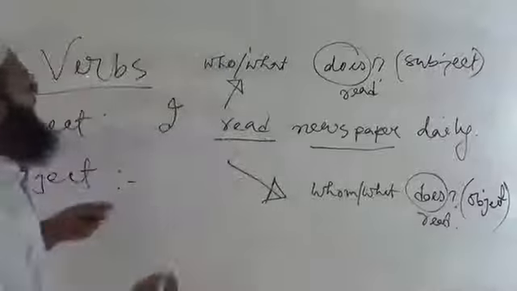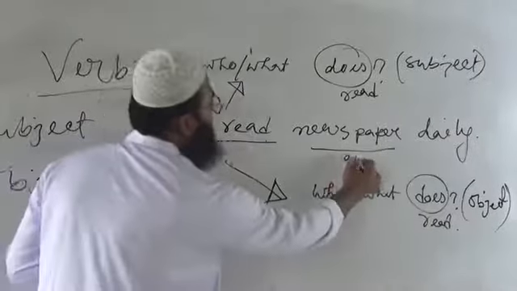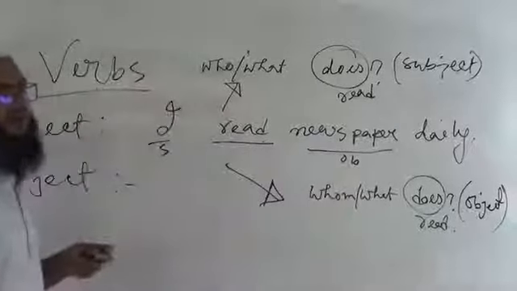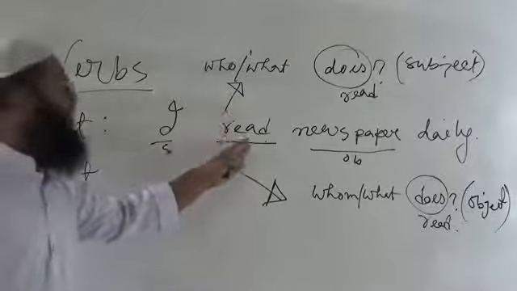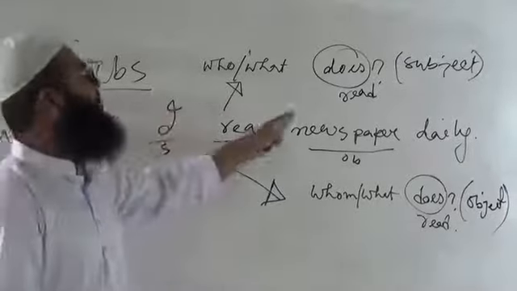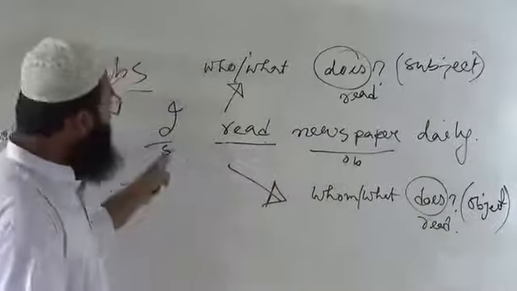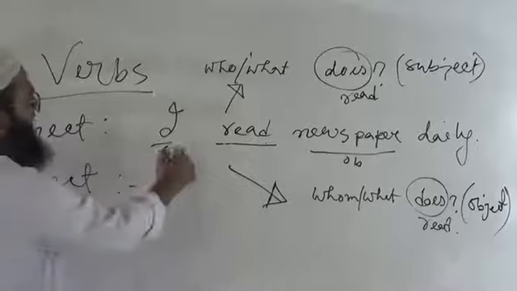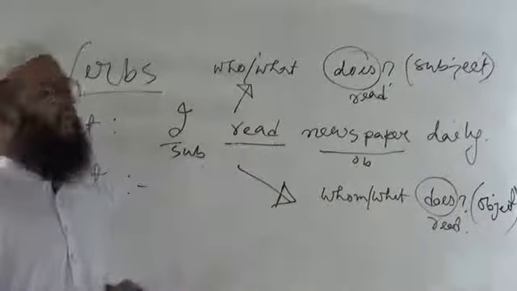Okay. So it's subject, that's object. It is known to all that the subject must sit before the verb and the object must come after the verb. That's why it is an easy way to find out the subject and object of the sentence.